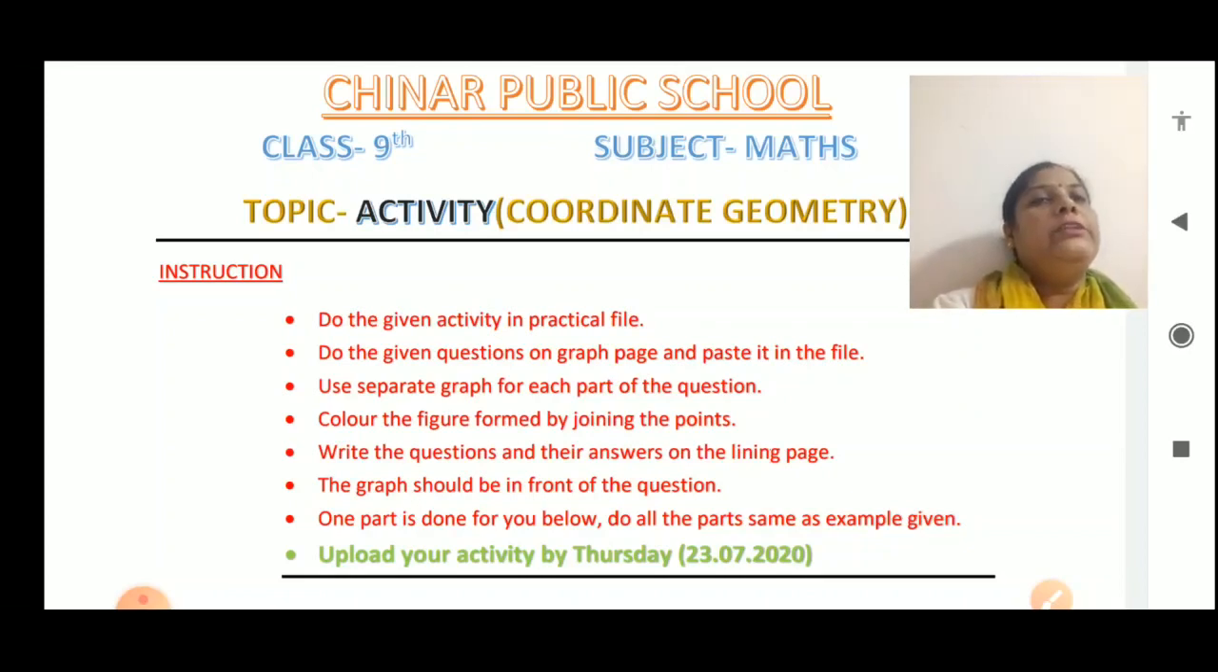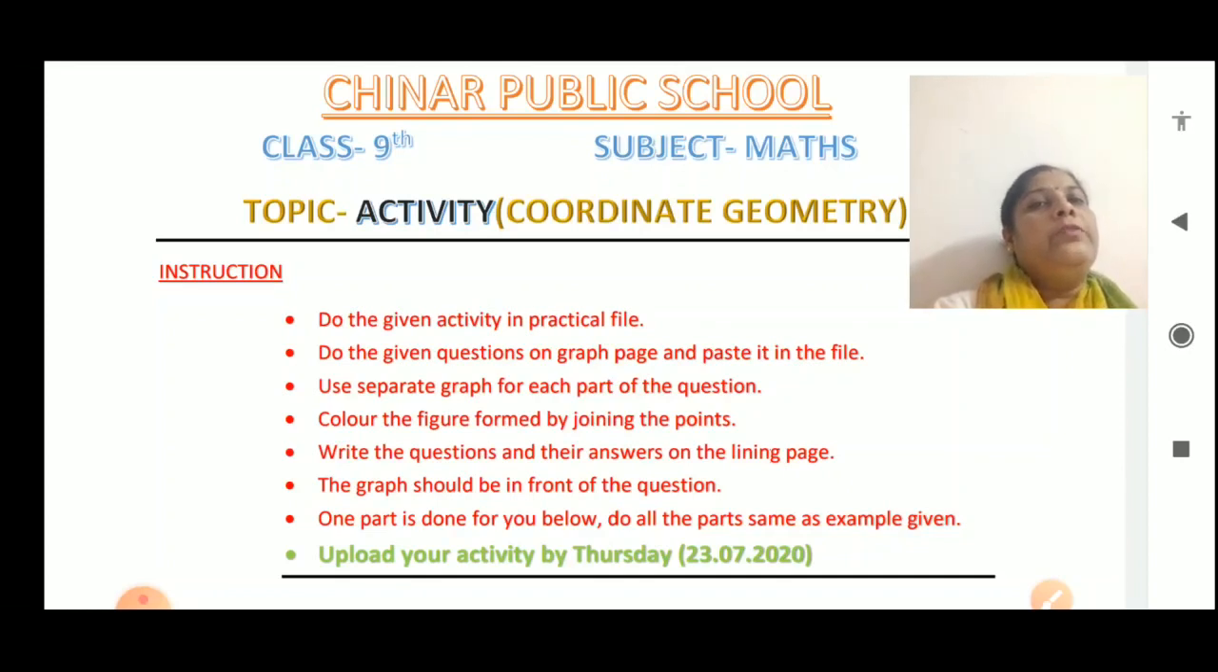Next point is, write the questions and their answers on the lined page. The question you have to write on the lined page, and if there is any answer, you also have to write it on the lined page, or you can write the name of the figure in the figure also. Next point is, the graph should be in front of the question. Where you have written the question, the graph should be right in front of it. It should not be that the question is on the first page and your graph is on the next page.